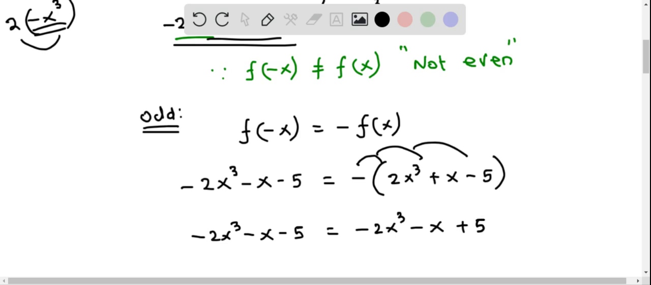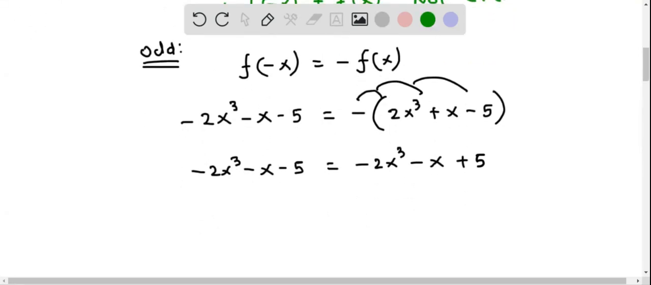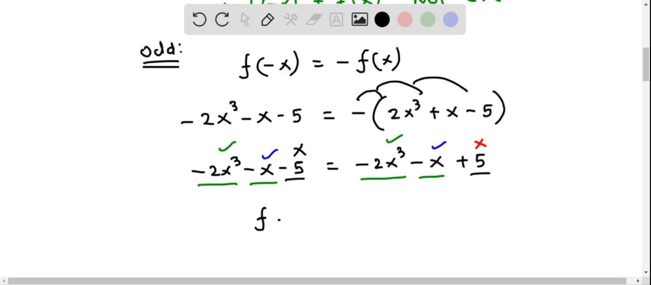Now let's check both sides term by term. Here we have negative 2x cubed, so here also negative 2x cubed. So these two terms are fine. Now we have negative x here, we have negative x here. So these two terms are also fine. But when we check this negative 5 with this 5, the constant term, these two terms are not the same. So we can say that f of negative x is not equal to negative of f of x. It does not meet the condition for an odd function.